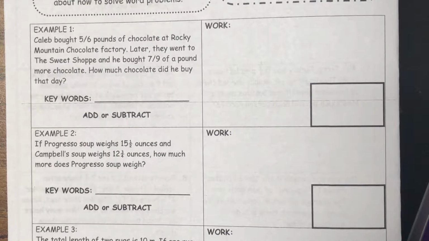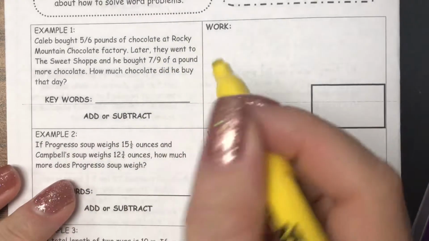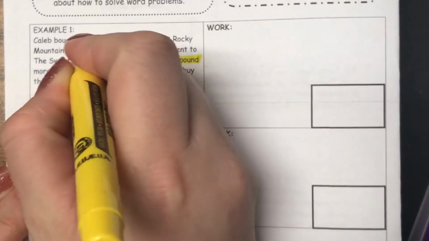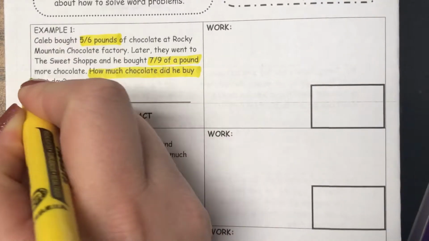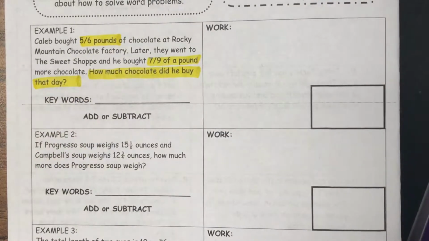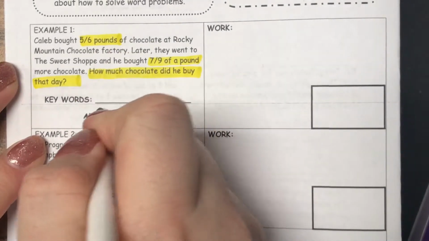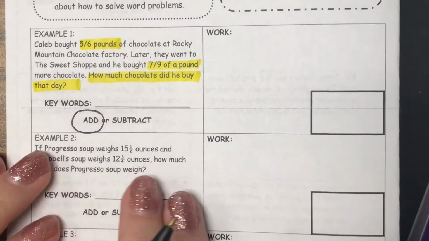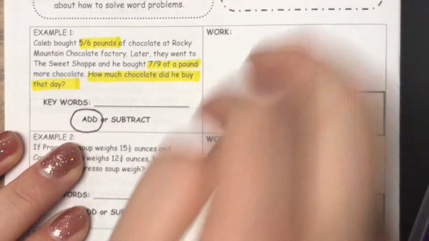Okay, so we want to know the total that he bought for that day. So this is how much he bought at both places. So how much chocolate did he buy that day indicates that we should add to find our answer. Okay, so we're going to add 5/6.